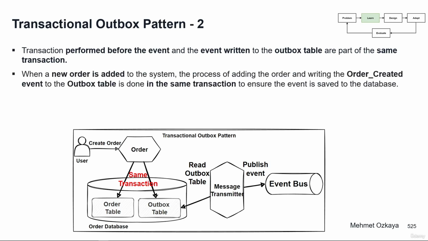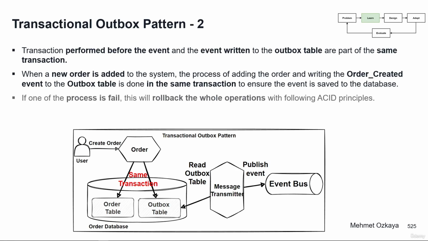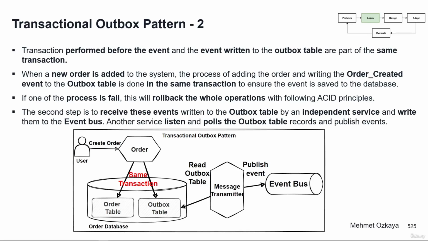For example, when a new order is added to the system, the process of adding the order and writing the order created event to the outbox table is done in the same transaction, in order to ensure that the event is saved to the database. If one of the processes fails, this will roll back the whole operation, following the ACID principles. The second step is to receive these events written to the outbox table by an independent service and write them into the event bus.